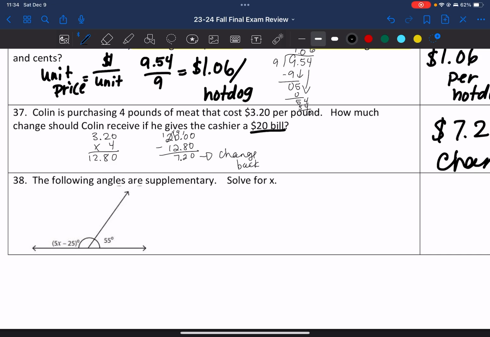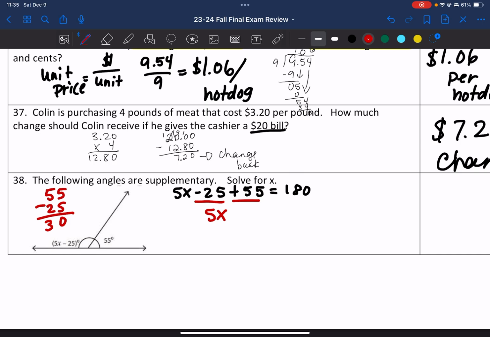The following angles are supplementary. What does it mean if they are supplementary? They equal 180. Remember, a line is 180. So here, we're going to do 5x minus 25 plus 55 is equal to 180. Next thing we're going to do is combine like terms. 25 and 55 are like terms because neither one of these two has the x with them. So we're going to do 55 minus 25. 5 minus 5 is 0. 5 minus 2 is 3. That is 30. So 5x plus 30 is equal to 180.